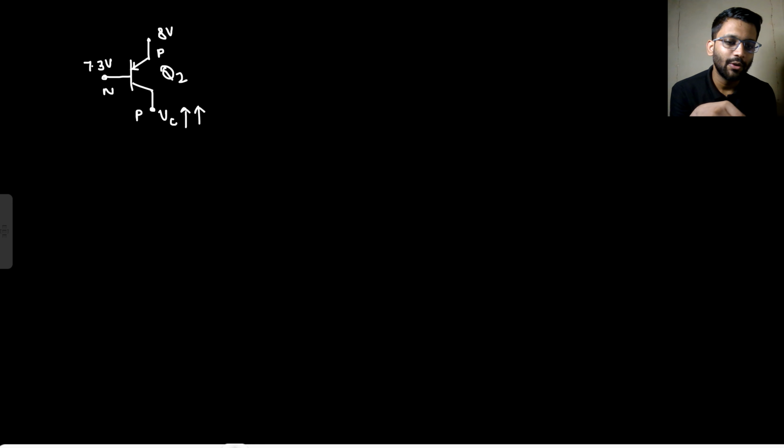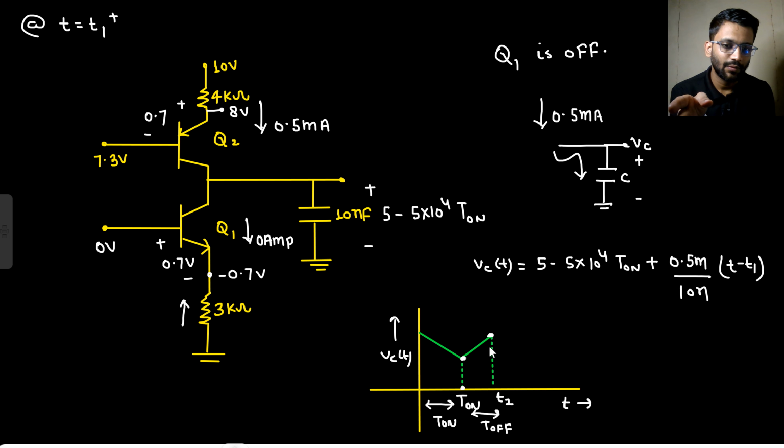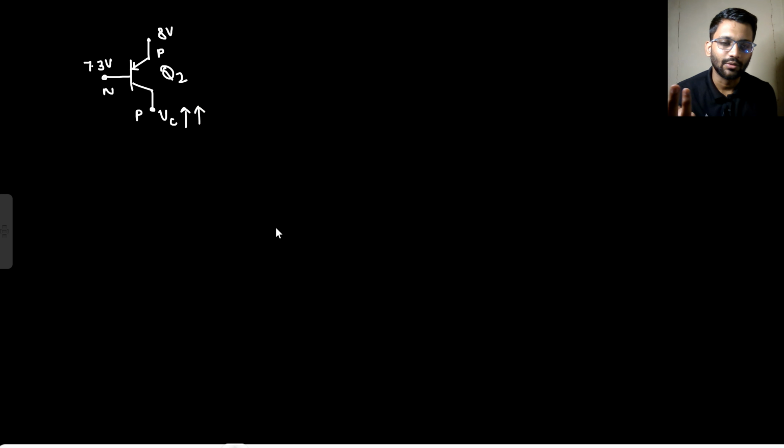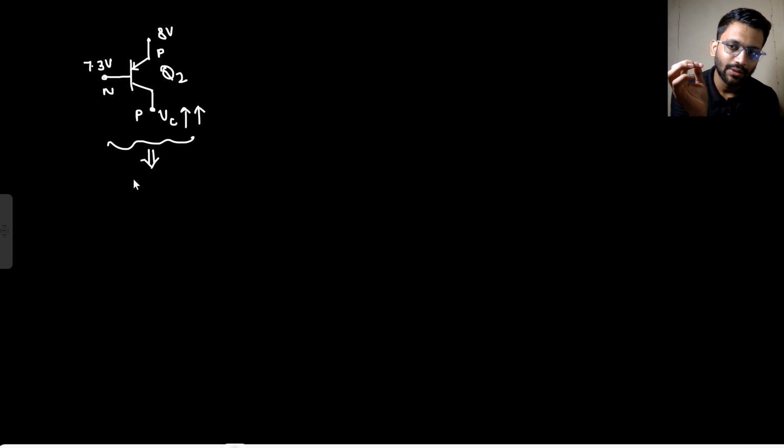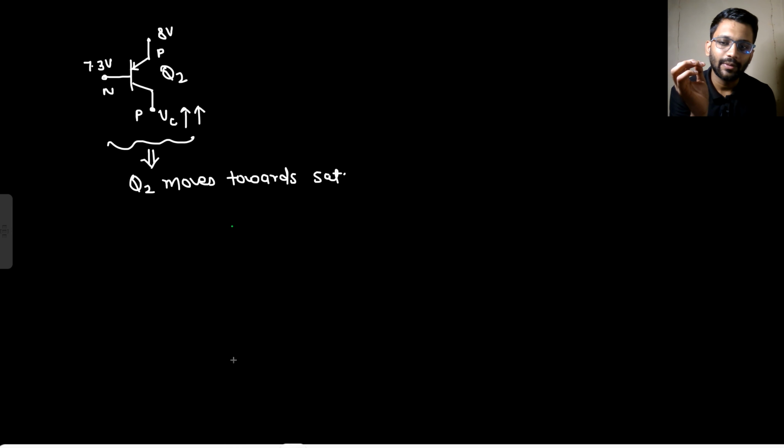I am not making Q1 because Q1 is in cutoff. For this cycle, Q1 is in cutoff, so that will stay in cutoff only. So let's not talk about Q1. So here what is the issue? The issue is Q2 moves towards saturation, right?